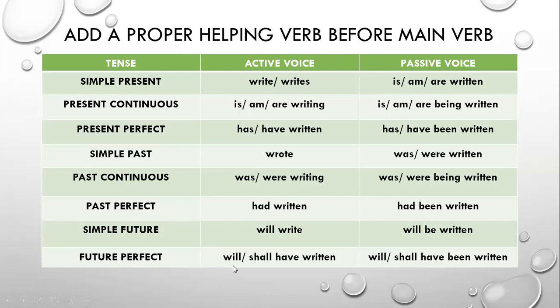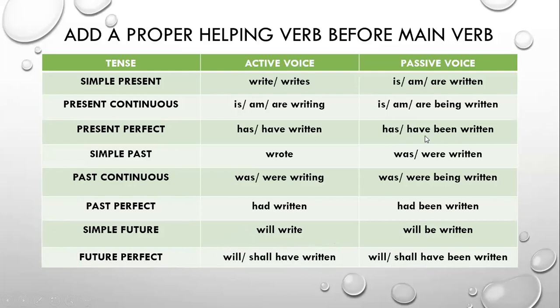Future perfect: will, shall, have written is the rule of the tense. Will, shall, have. In perfect tenses, have always comes, has or have, but with will or shall, has does not come. It is always have with will or shall in perfect tenses. So the rule is will, shall, have written. While converting it into passive, it will become will, shall, have been.